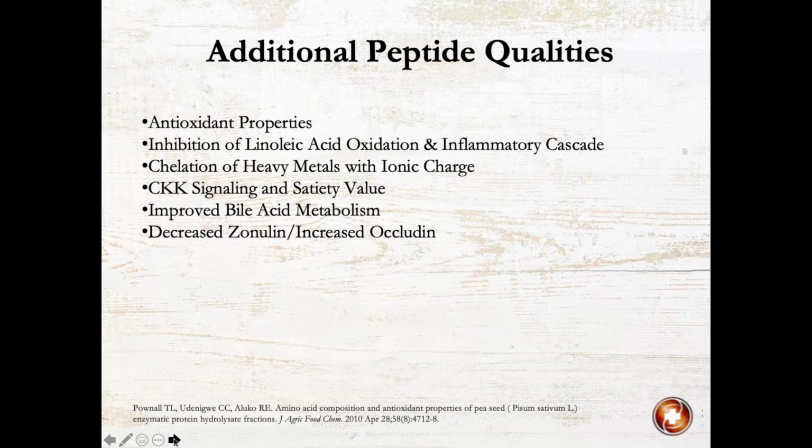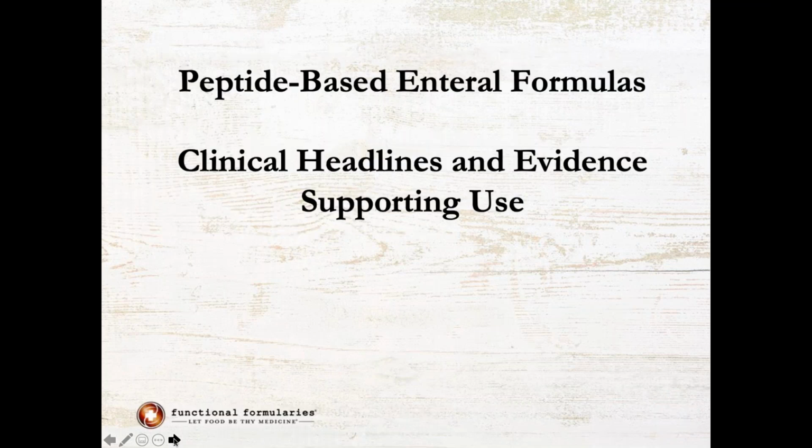I already mentioned cholecystokinin signaling and providing a patient with increased satiety, less food cravings, especially for carbohydrates, which is really important for a lot of our patients. Bile acid metabolism, and then this last one, decreasing zonulin production and improving occludin levels is always good for tightening up gut wall integrity, trying to minimize those gap junctions that occur with that high level of intestinal permeability that we know is an issue for so many patients, especially those on enteral formulas, where we're trying to minimize bacterial translocation from the gut. Again, I think peptides make so much sense for that population.